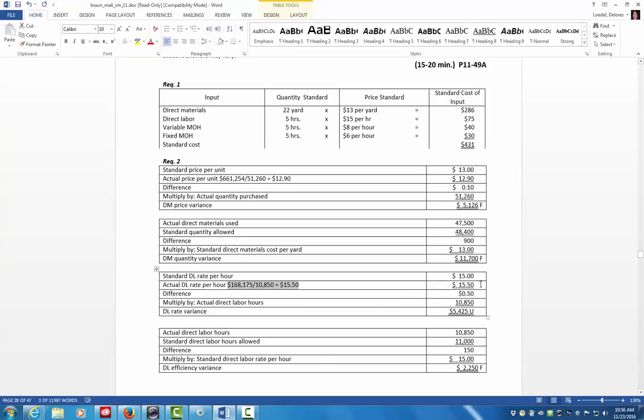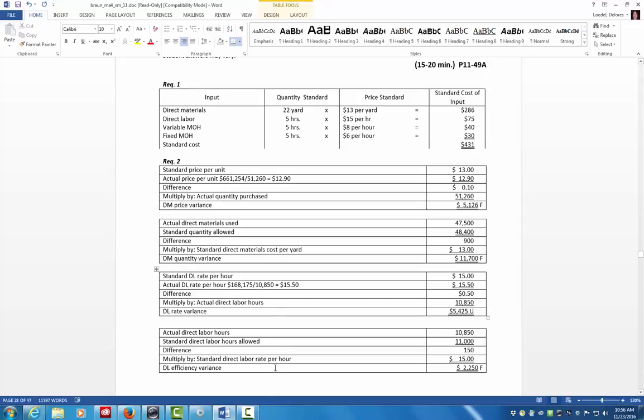Okay, so actual direct labor costs. Of course, here our actual is going to be greater than our standard, so we're going to have an unfavorable variance. Take our difference, multiply by the actual direct labor hours of 10,850 right here, and we get our unfavorable direct labor rate variance.